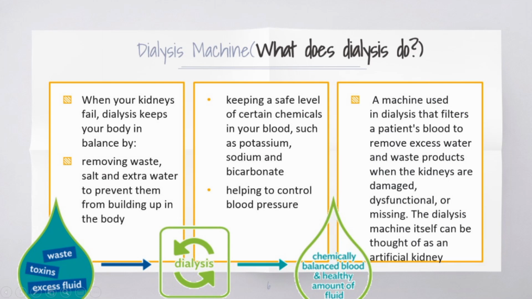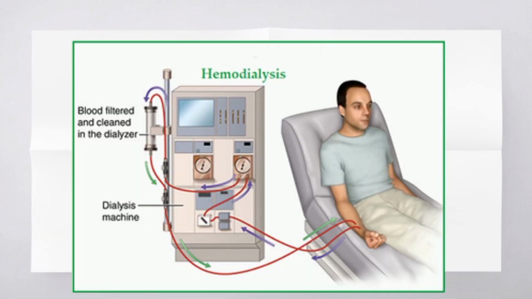It also keeps a safe level of certain chemicals in your body, such as potassium, sodium, and bicarbonate. A dialysis machine filters a patient's blood to remove excess water and waste products when the kidneys are damaged, dysfunctional, or missing. The dialysis machine itself can be thought of as an artificial kidney. This is a diagram of a dialysis machine showing how blood enters and leaves the body.